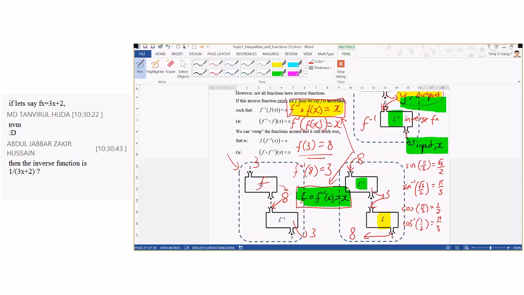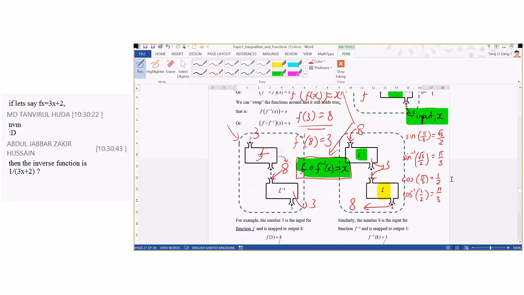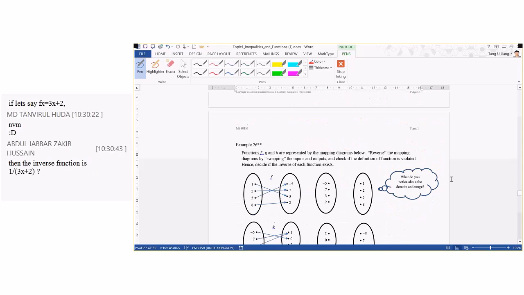Okay, let's go on to the example which will help to clarify some of these issues. So example 26, okay.